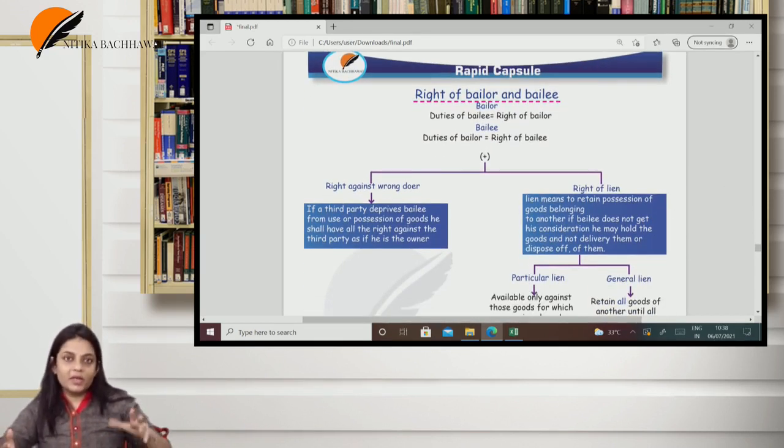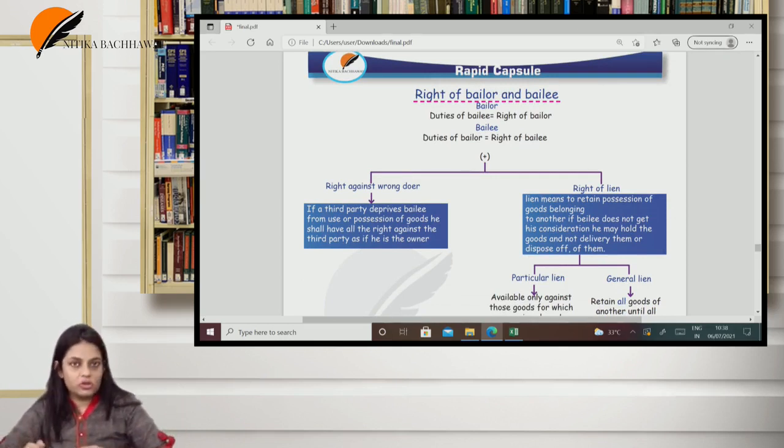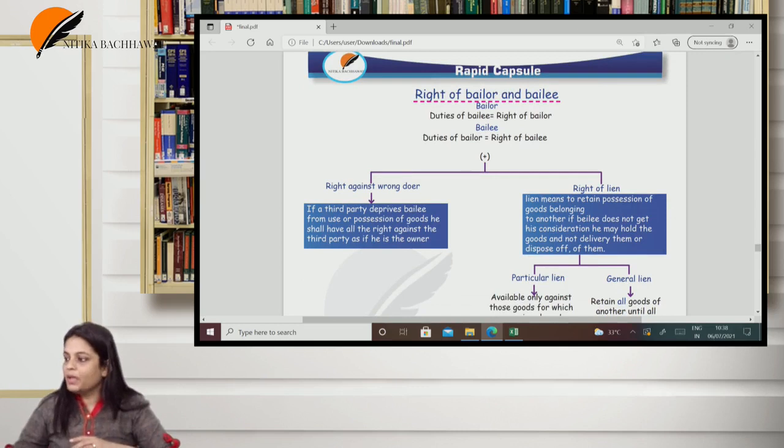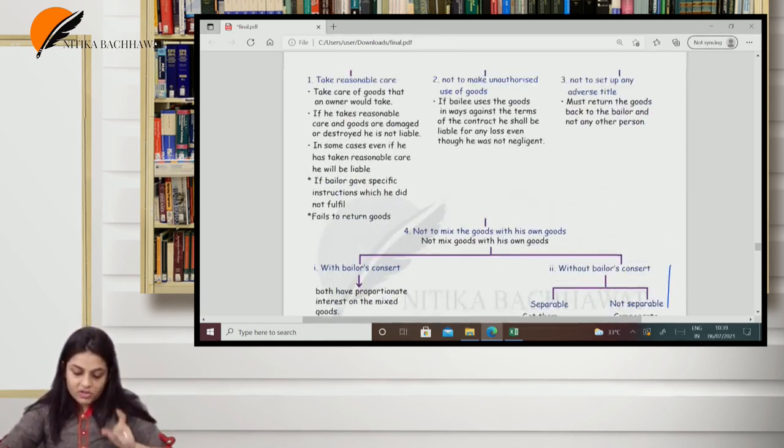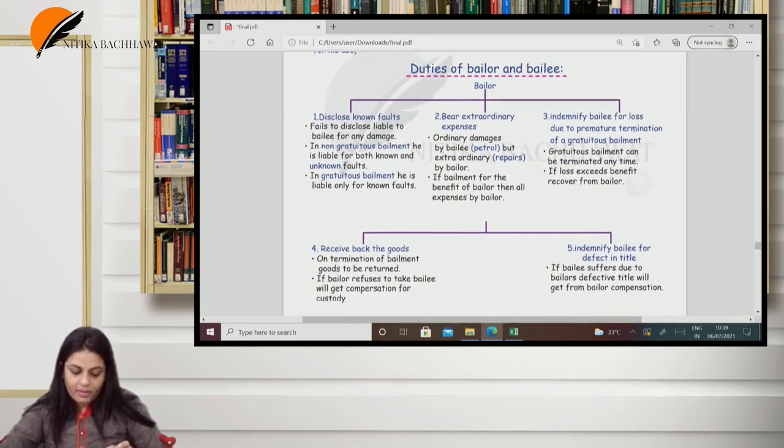Ma'am, why rights? Because we've already done the duties, yes, but there are some extra rights also, so let's talk about that. Apart from, as I said, the duties of the bailor being equal to the rights of the bailee. So when I say rights of the bailee, what are the rights of the bailee?